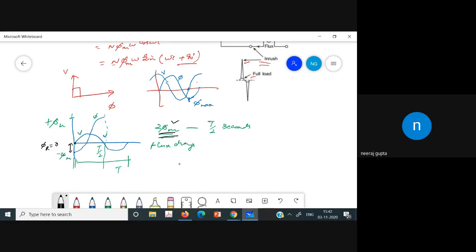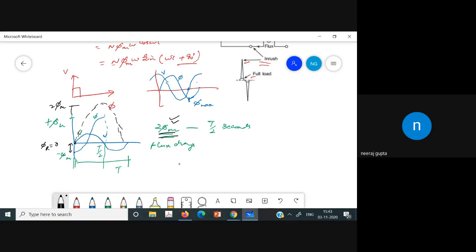It means that the rate of change of the flux remains the same. The flux waveform would be somewhat like that, and here the distance between this point and this point will be 2 phi m. So it remains the same. This voltage is there, we start here, and the rate of change of the flux remains the same, and it covers the distance of 2 phi m in T by 2.